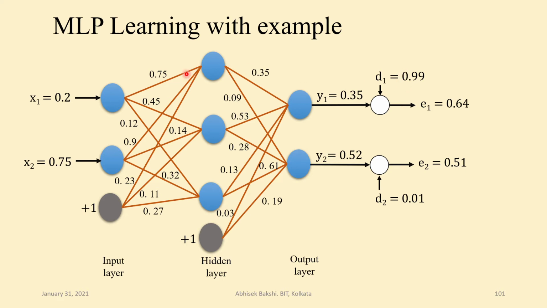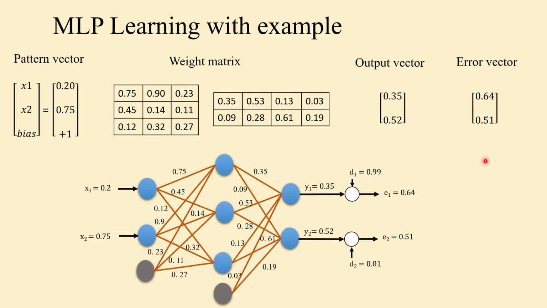Now consider a situation where we are putting in some data of class 1. So I expect the desired value over here to be 0.99 and the desired value over here to be 0.01, but we are getting 0.35 and 0.52. So these are the errors, right? This is the error. From here your learning will start.